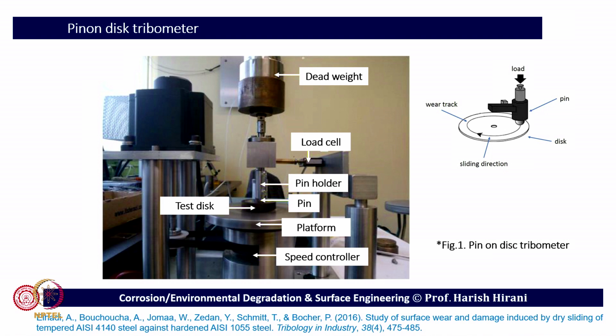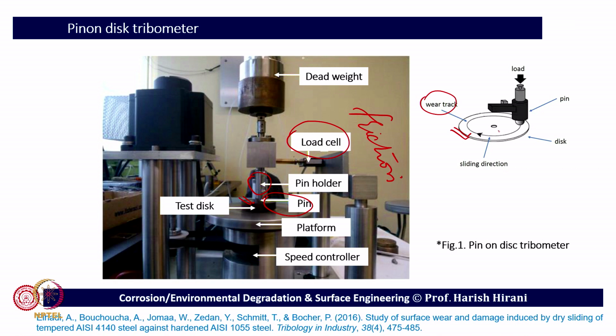There is a well known pin on disc tribometer available in almost every lab, or every institute has this kind of interface. You can see here there is a pin holder, there is a pin, and the load cell can be used. It can give a two direction load, vertical and horizontal. That means we can also measure the friction force in this situation, and this is the test disc, so that we can figure out what will be the wear track.